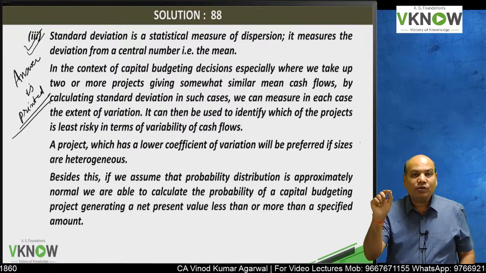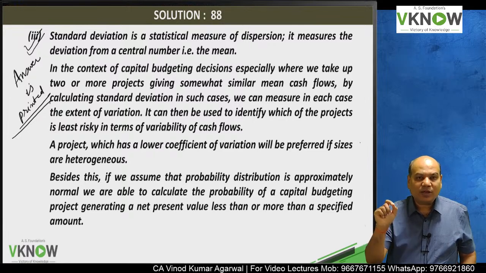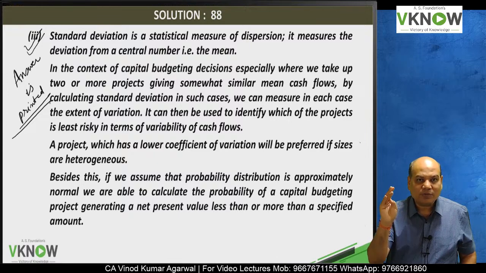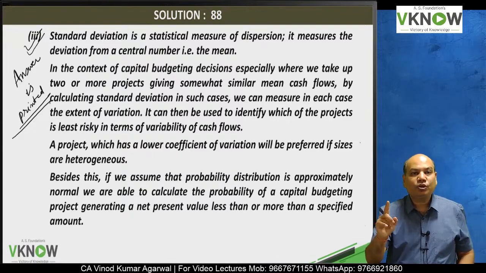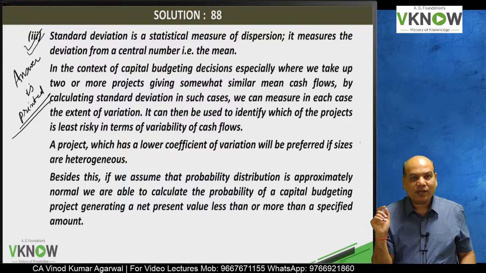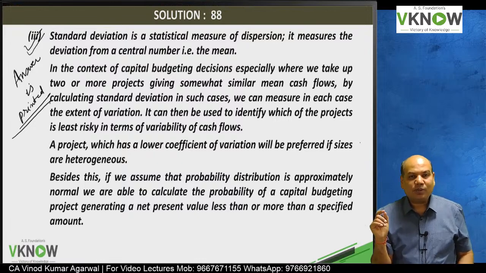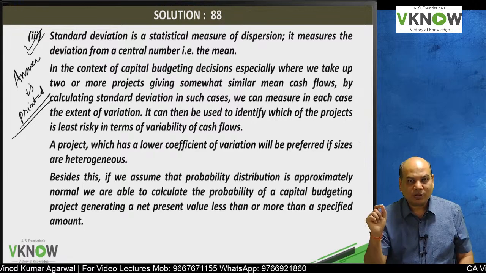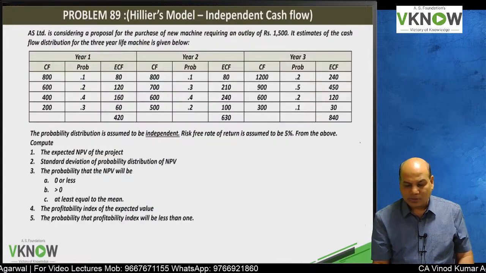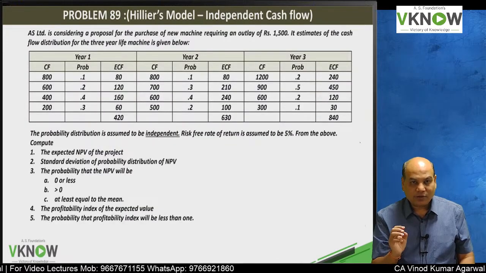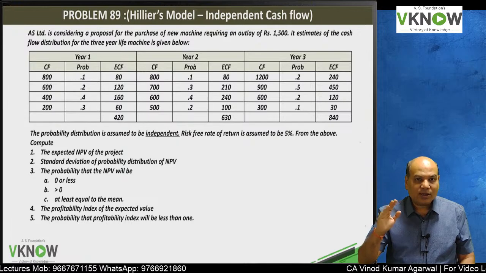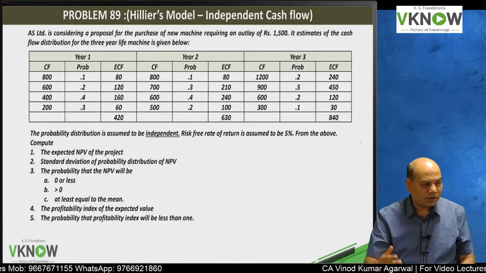Next, we can use standard deviation, expected NPV and normal distribution to compute the probability of various possible NPVs. That time also you will require standard deviation, and based on the probability of various possible NPVs, you will be able to assess the risk better. So that is the benefit of learning standard deviation in capital budgeting. It helps you understand the risk better, compare different options, and take more informed decisions.